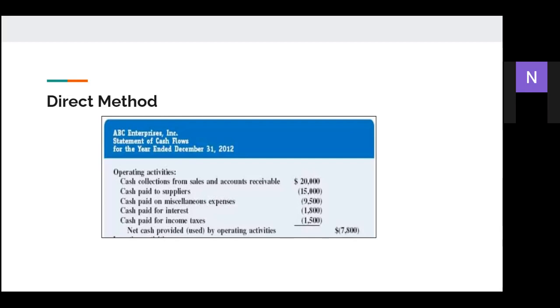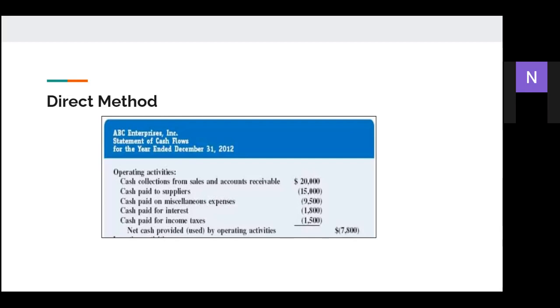Kung makikita nyo dyan sa example natin, yung statement of cash flow ng ABC Enterprises, yung sa operating activities nila, makikita nyo dyan yung cash collections from sales and accounts receivable. Diba ang sales, makikita sa profit or loss? Ibig sabihin, tama yung palatanda natin kanina, nasa income statement siya. Income statement natin makikita yung sales. And yung accounts receivable is current asset.